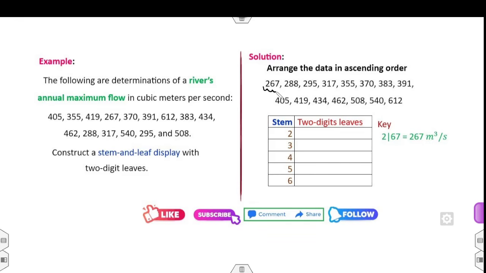And the first number has stem 2, and these leaves 67 are representations of cubic meters per second. So the leaves corresponding to the stem 2 are 67, then the next number is 88, and the next is 95. Similarly, the leaves corresponding to the stem 3 are 17, 55, 70, 83, 91, and similarly for the stems 4, 5 and 6.